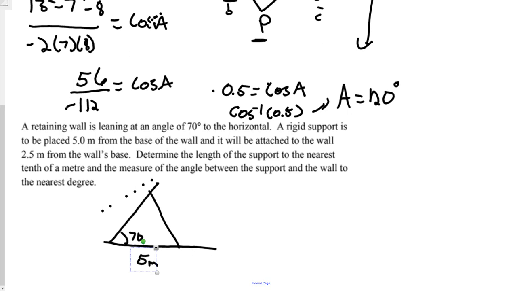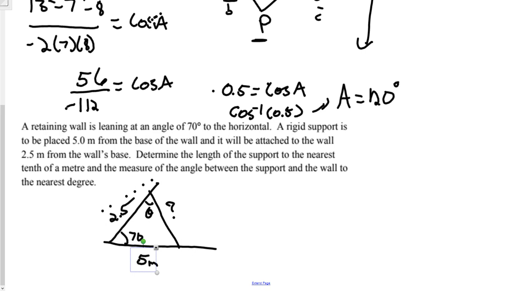And it will be attached to the wall 2.5 meters from the wall's base. So that means from the wall's base up to the support is 2.5 meters. Look at that. This is shaping up to be a question that we could use cosine law. We wanted to determine the length of the support to the nearest tenth of a meter. So we want this guy here. And the measure of the angle between the support and the wall to the nearest degree.